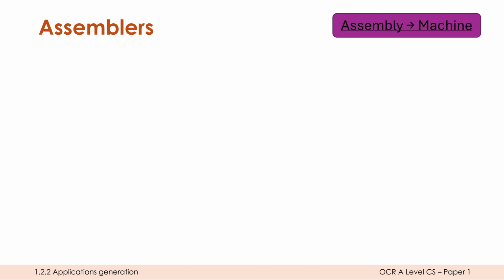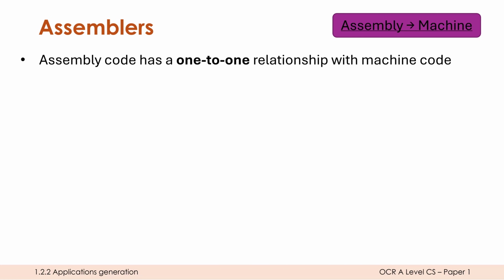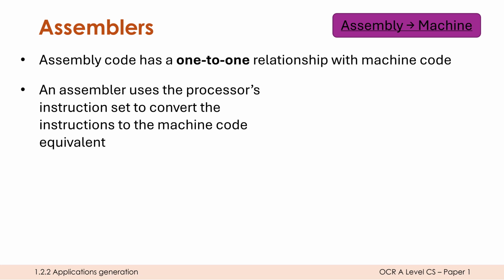Now, the first one is an assembler. Assemblers are a translator which go from assembly code to machine code. Now, as we'll talk a bit more about in future videos, assembly code has what we describe as a one-to-one relationship with machine code. In my little spectrum diagram, I put assembly code right next to machine code because they're pretty similar. Really, assembly code is a slightly gentler version of machine code, but they are very similar to each other. And what an assembler does is it simply uses the processor's instruction set to convert the instructions in assembly code to the machine code equivalent.